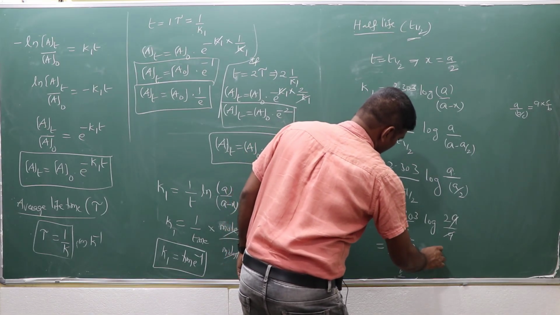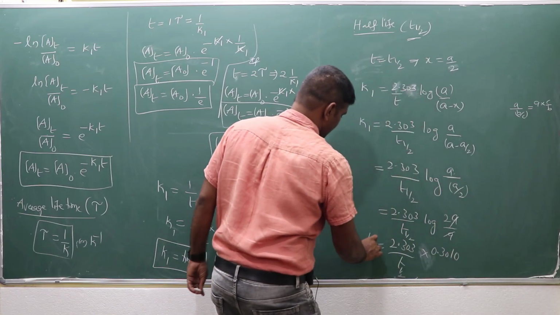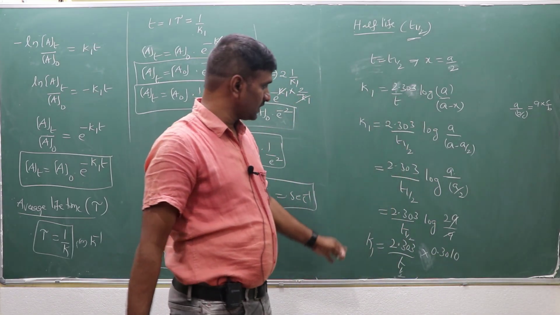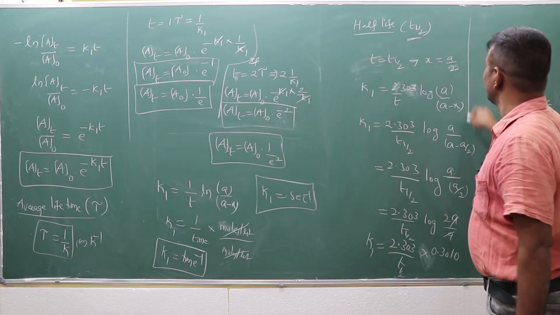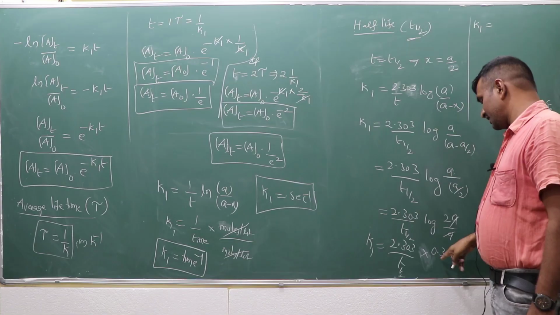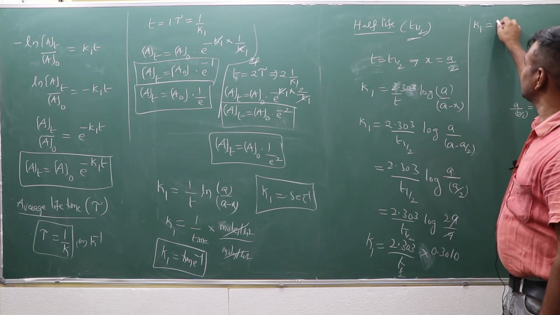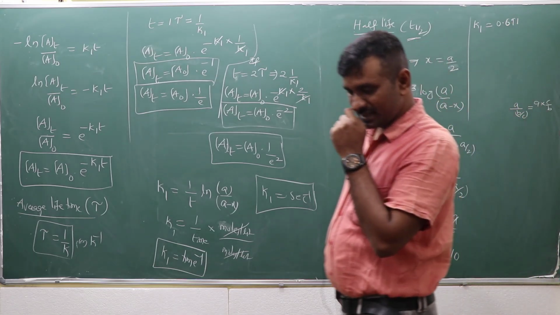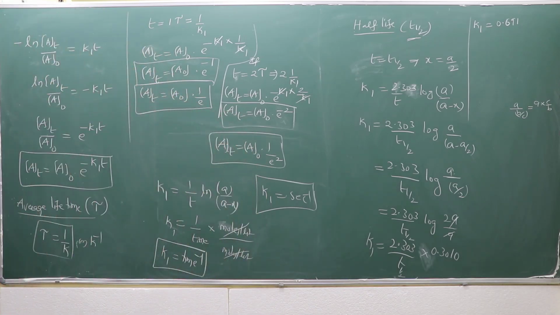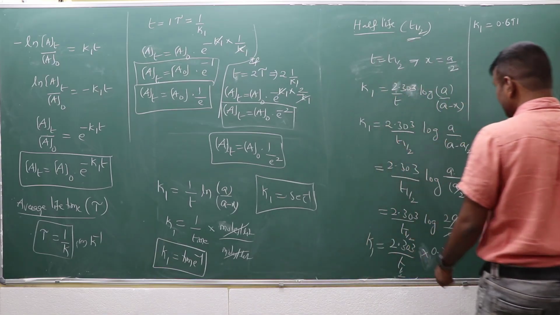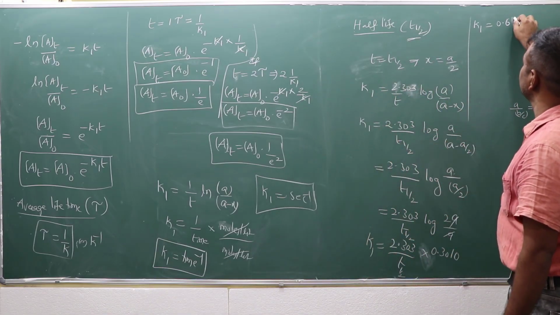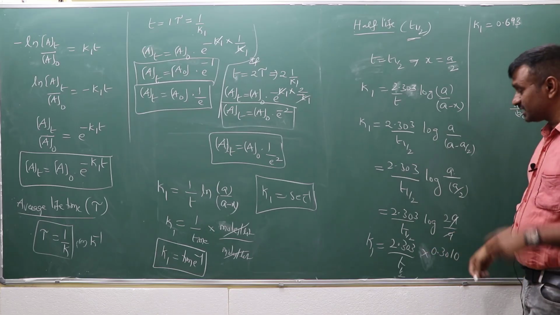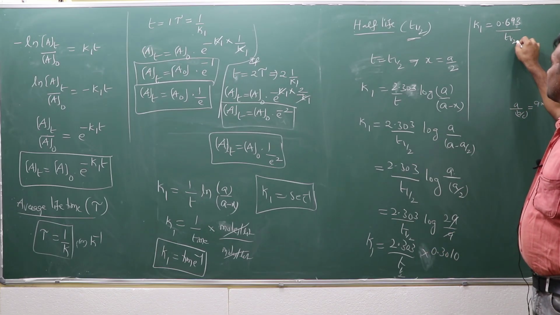Log 2 value is how much? 0.3010. This is K1 is equal, that means K1 is equal to 2.303 into 0.301 is 0.693. How much is the half-life? 0.693 by K1. So 2.303 into 0.3010 is 0.693 by T half.